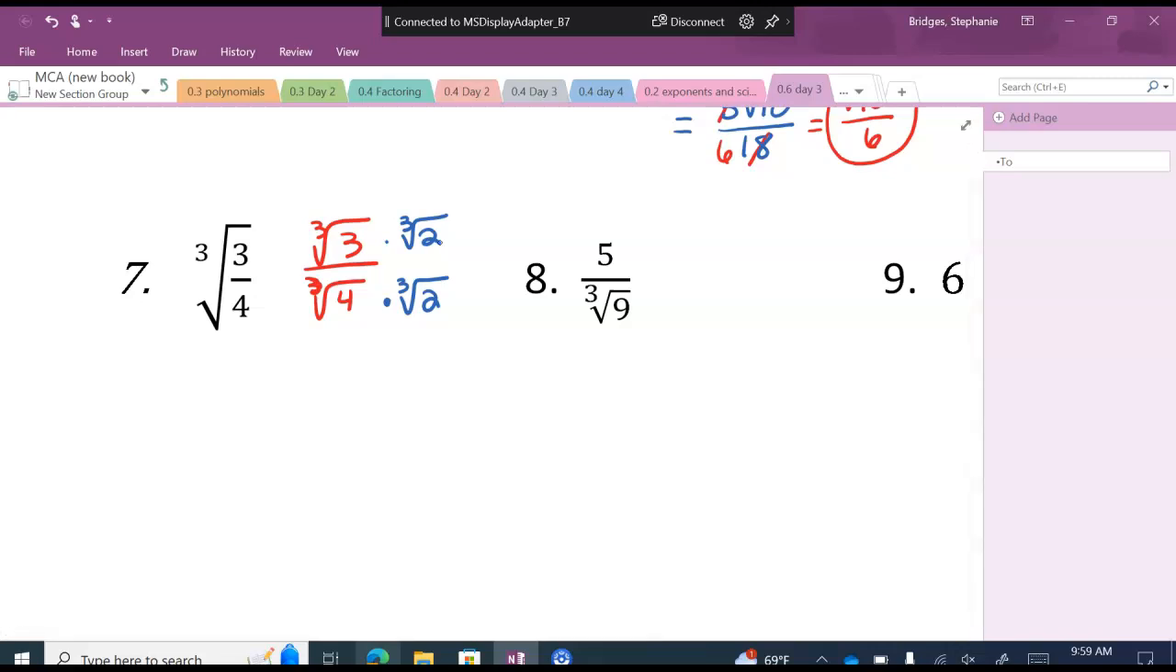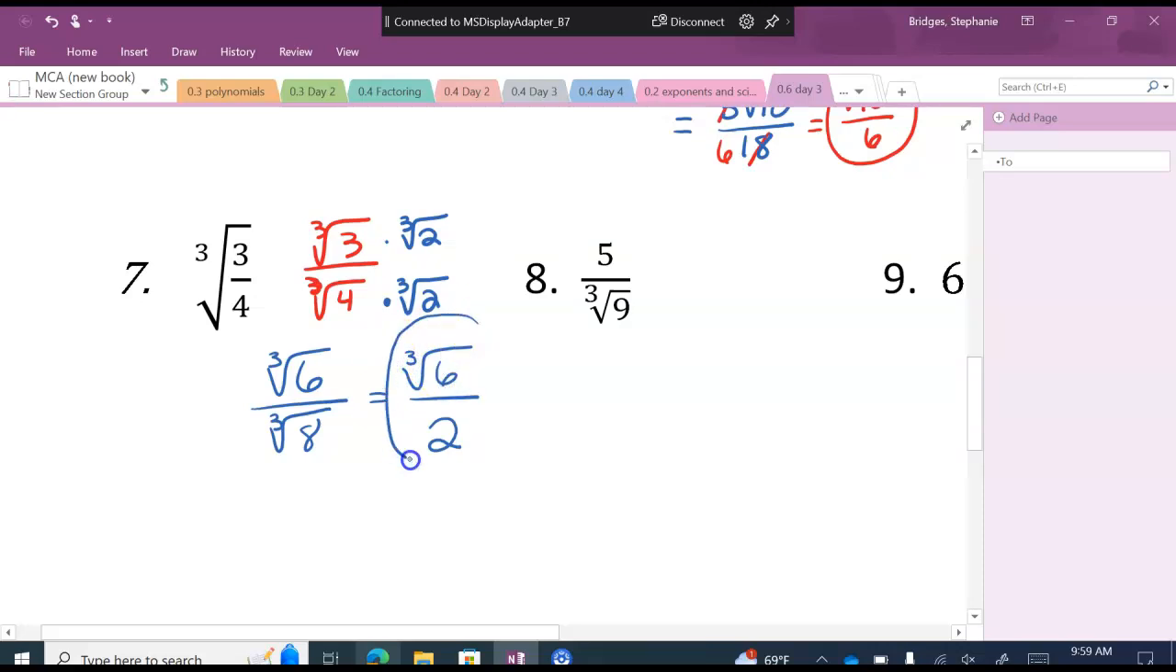which will allow me to simplify my denominator. Okay, so at the top, can I multiply the cube root of 3 times the cube root of 2? Yes, and that gives me the cube root of 6. At the bottom, the cube root of 2 times the cube root of 4 is going to give me the cube root of 8. And what does the cube root of 8 simplify to be? 2. And then at the top, does 6 have a perfect cube in it? No. And so that is what my answer would look like.